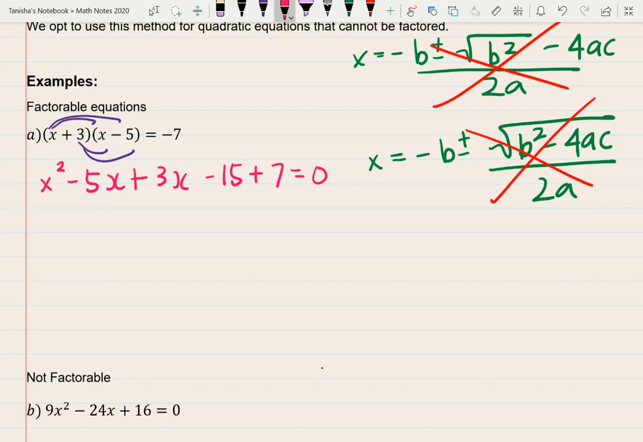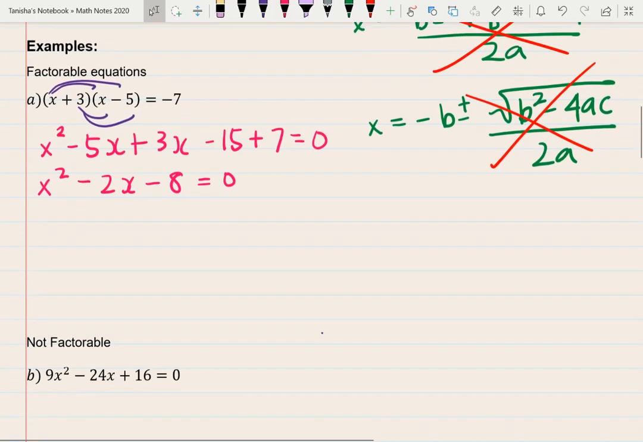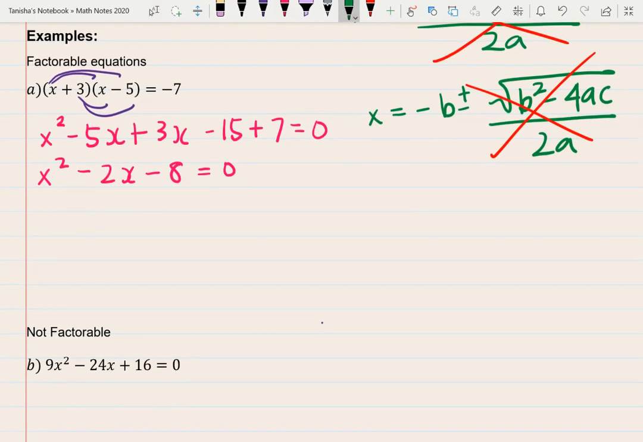Simplifying this on the left side, we have x squared minus 2x minus 15 plus 7, which is negative 8, equals 0. Next, we want to factor this trinomial, and it's a simple trinomial, so we are going to use our factoring method. When we factor this, we get (x minus 4)(x plus 2).